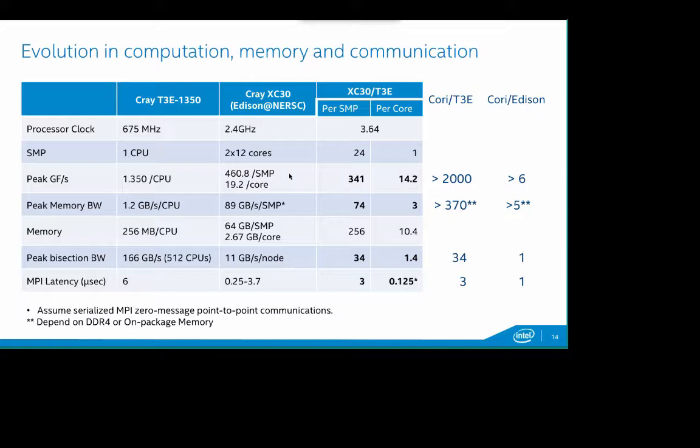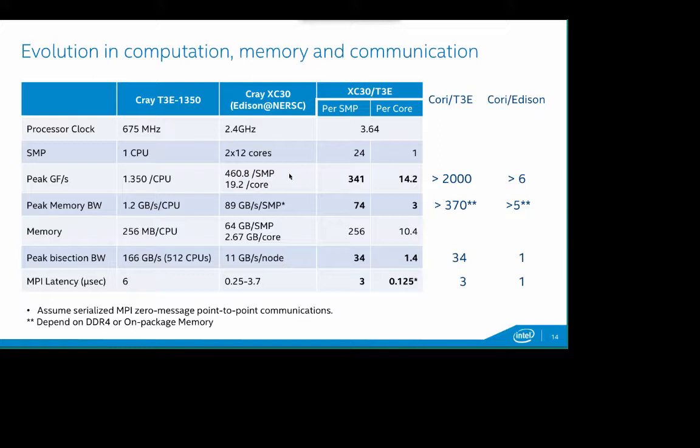Also, just the ratio of the change. Think about the peak versus the bisection bandwidth. It's like a factor of 10. And latency is really bad, right? Once you normalize your latency with respect to the core, it's not progression we have. We actually have a worse situation than before.